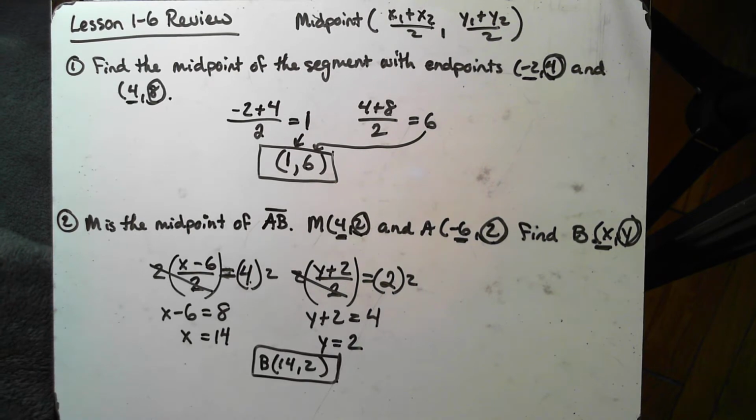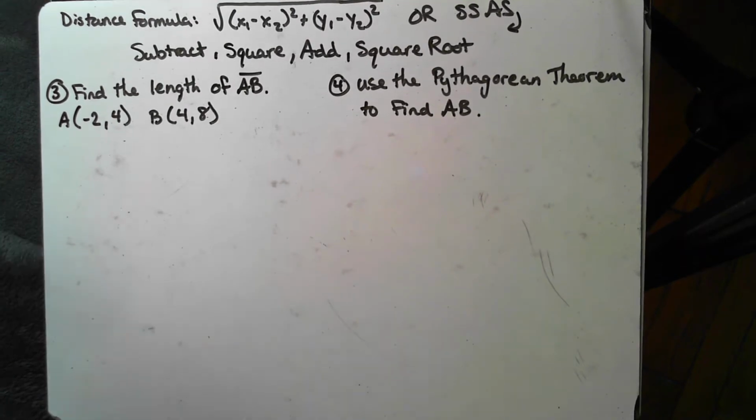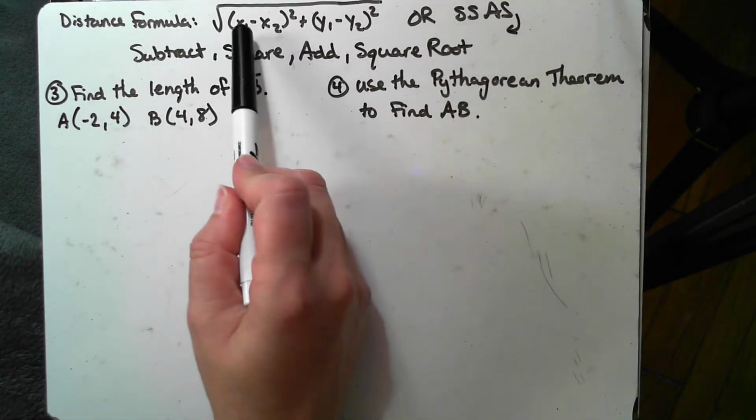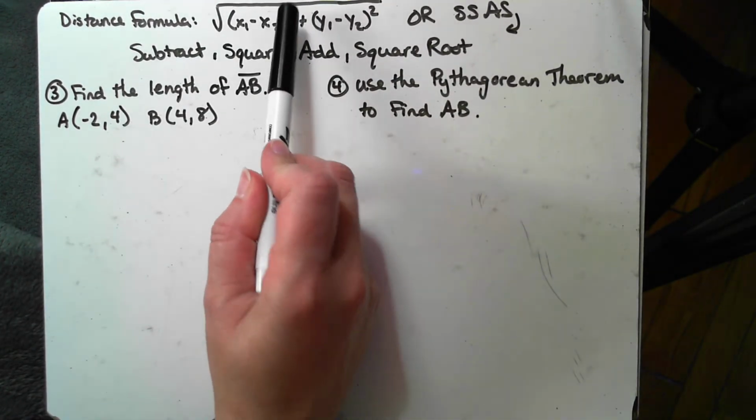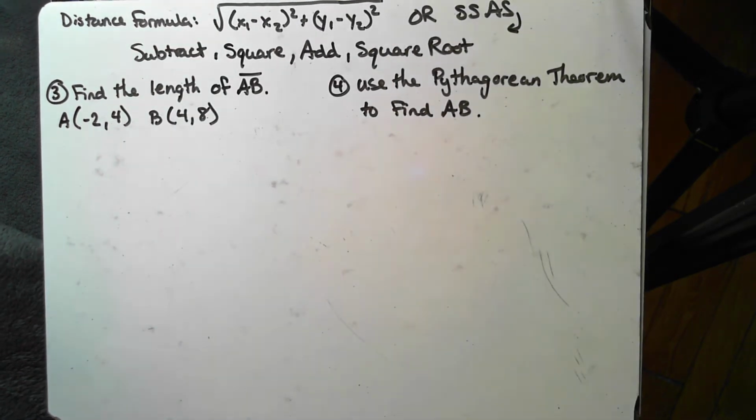Okay, so that's it for the midpoint. Let's take a look at the distance formula. The distance formula is this square root. You subtract the x's and square them, and you add it to the y's subtracted and squared, and then you do the square root of that.